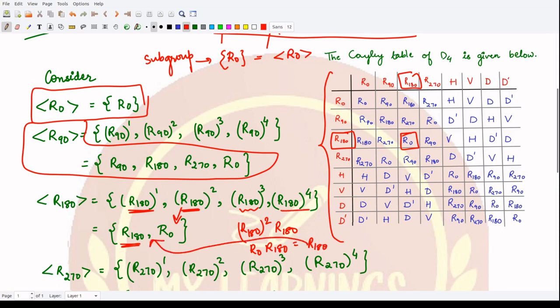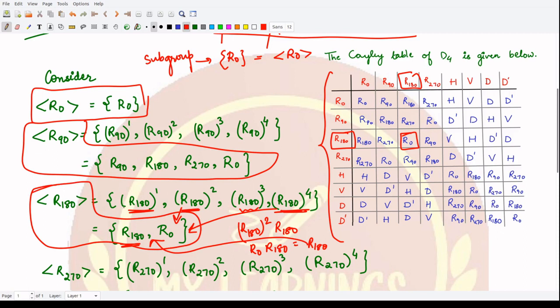And when you take it to the power 4, the answer would be R0. So the different powers of R180 would just give you these two elements oscillating again and again. Once you get R180, the other time you get R0. So the third cyclic subgroup that we obtain is the one generated by R180, which contains only 2 elements.